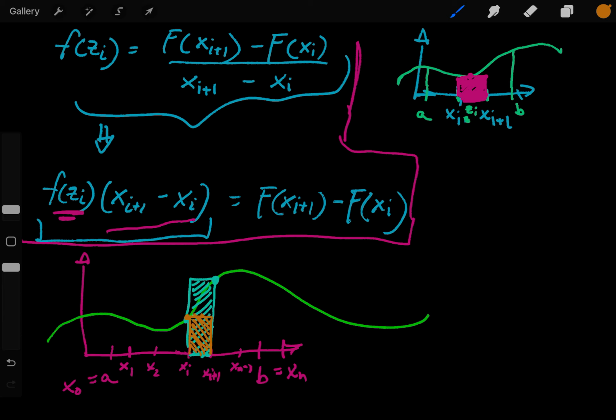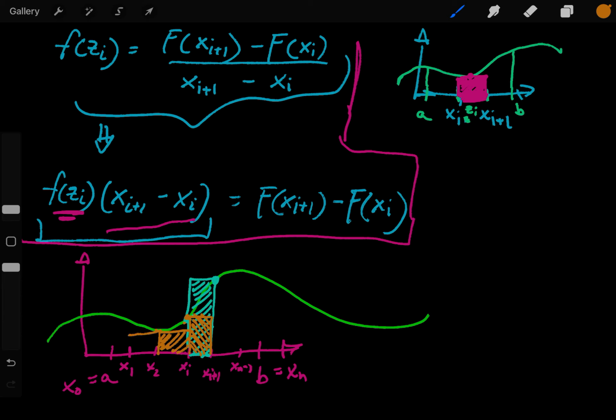Okay? So, and I could do this for all of them. So basically the orange area could represent the lower rectangle. So what does the lower rectangle look like? In this one, it probably looks like this, right? And I do this for all of my partitions.